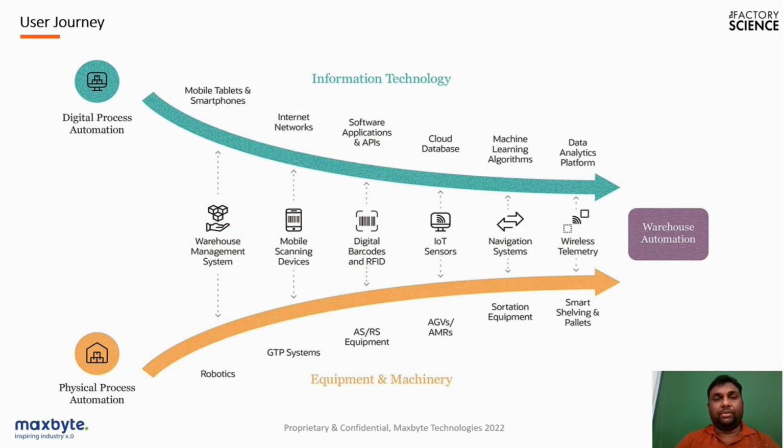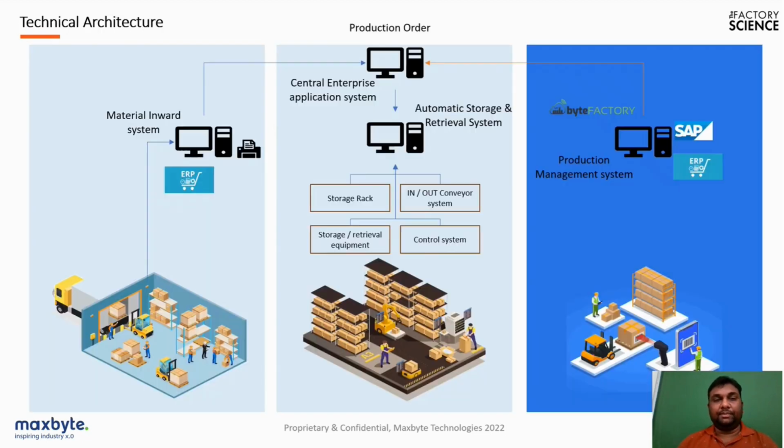So how does complete warehouse automation come together, in terms of digital process automation and physical process automation converging to give the complete warehouse automation? So digital process automation, right from our IT, information technologies, all our infrastructure, all the required software applications, cloud database, machine learning algorithms, everything will be converging there. Similarly, physical process automation, where most of our OT parts like robotics, GTP systems, ASRS, and AGVs, AMRs will be combined together. So all this combined together will give the complete warehouse automation system, which will enable easy access and retrieval of the materials from the warehouse.